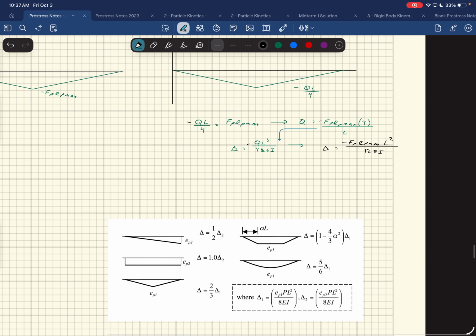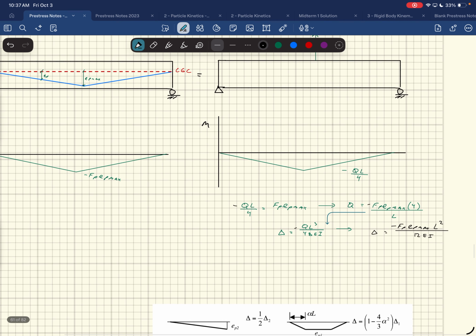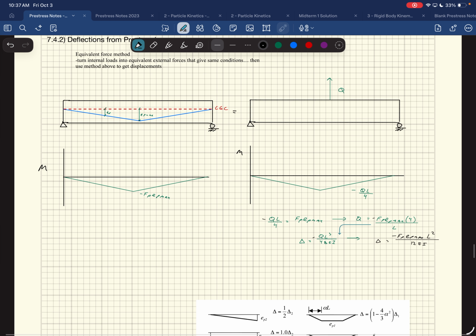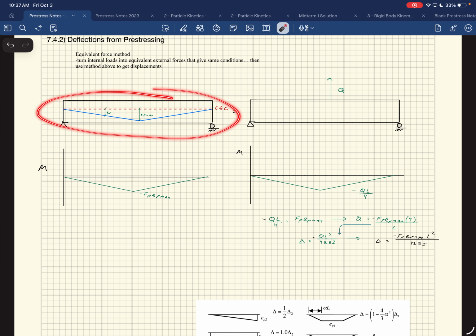Okay, so that's it, right? So that would be the displacement. If I put in the pre-stressing that looks like that, that's what the displacement would look like. If I had a constant across the whole thing, if I did not have it go up and down, what would my moment diagram look like then? Straight line. My moment diagram would go like this.